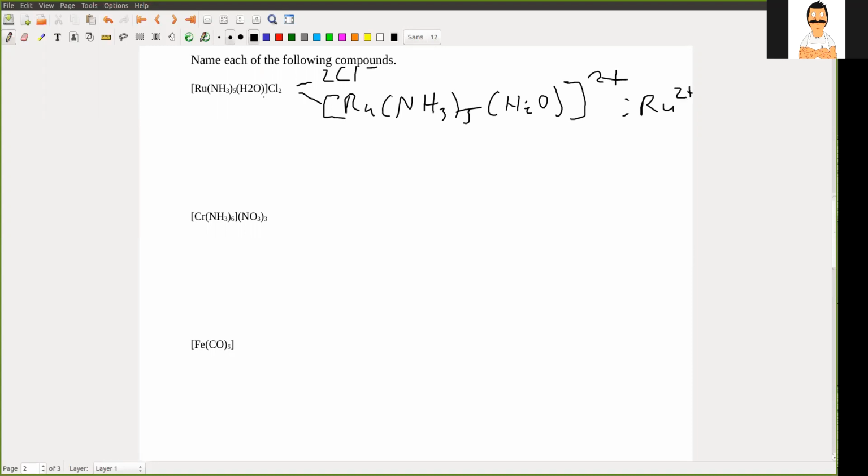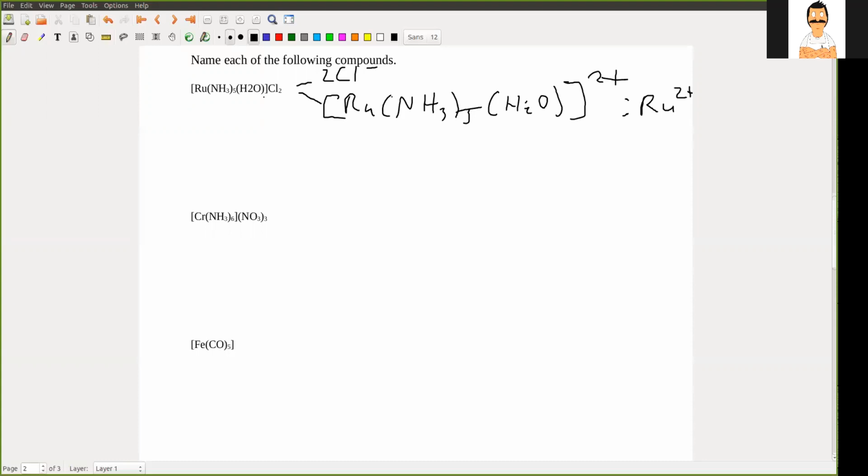Okay, so now we can name our compound. So again, you want to start in alphabetical order. Now, ammonias are known as amines when you're looking at naming of compounds. And waters are referred to as aqua when you're naming coordination compounds. So we're going to start with the amines, and then the aquas, and then the metal. And after we do the metal, we'll add the anion at the end.